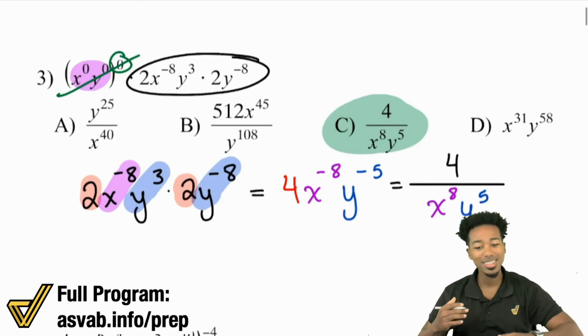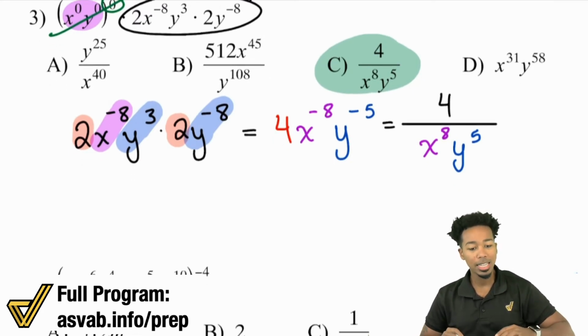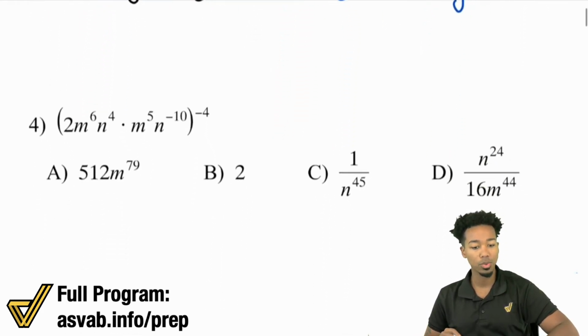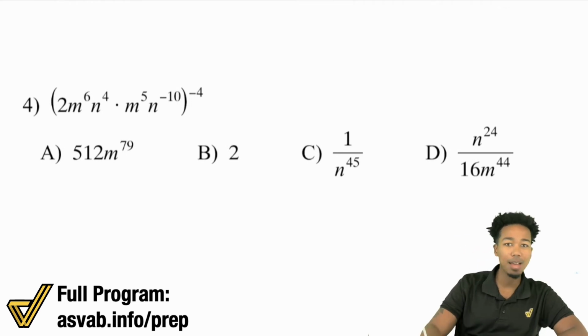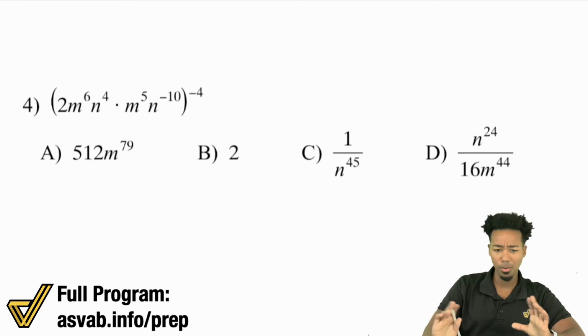So I'm hoping that this is starting to make a little more sense, my ASVAB party people and my math party people in general. Let's go ahead now and take care of number 4. This one looks nasty, right? This one absolutely looks nasty. So don't worry here. I got your back all the way.